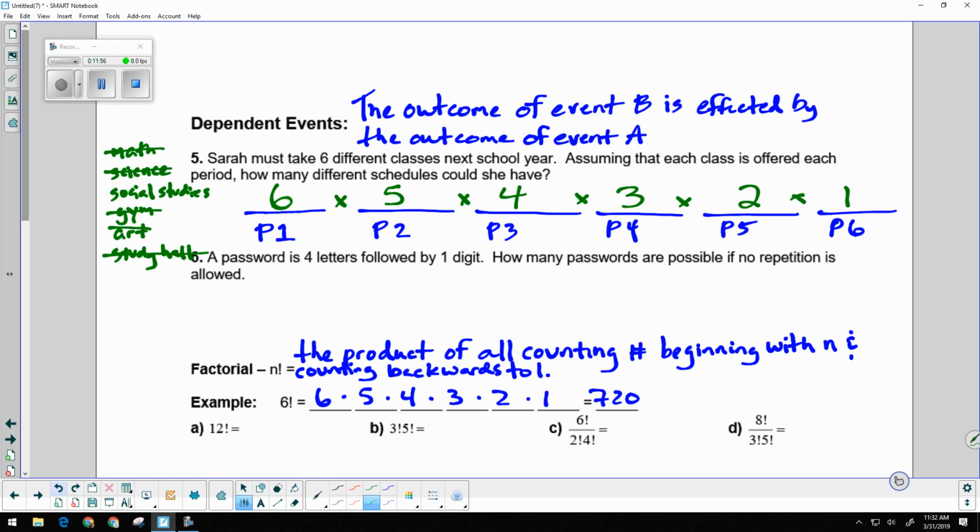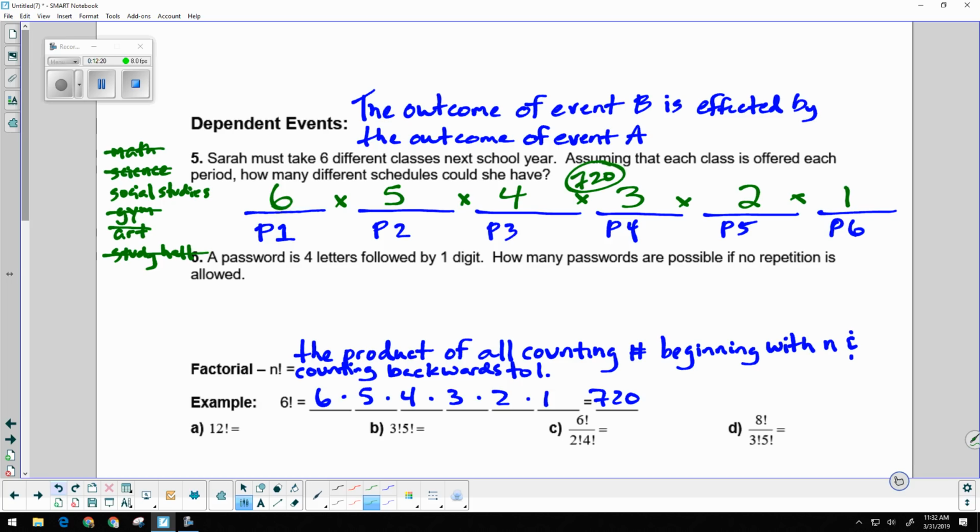Okay. We multiply those together. 720. There are 720 different schedules that she could take. Now, that's assuming there's only 6 different classes, right? If there were 20 or 50 or 100 different classes, for period 1 she would have had 100 choices. Then for period 2, 99, and period 3, 98, all the way down.